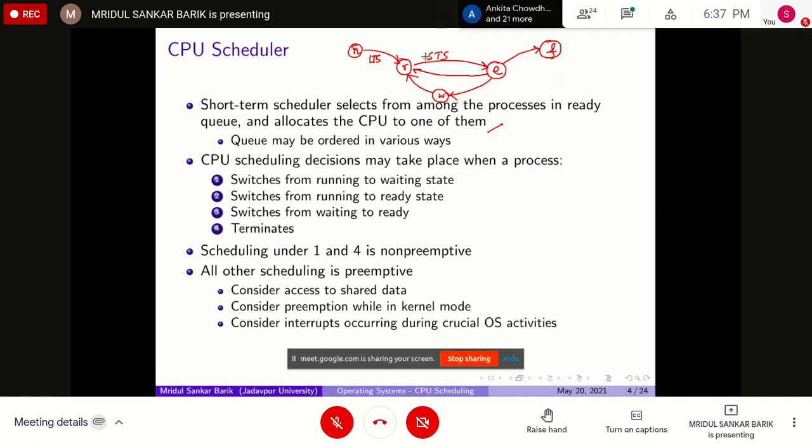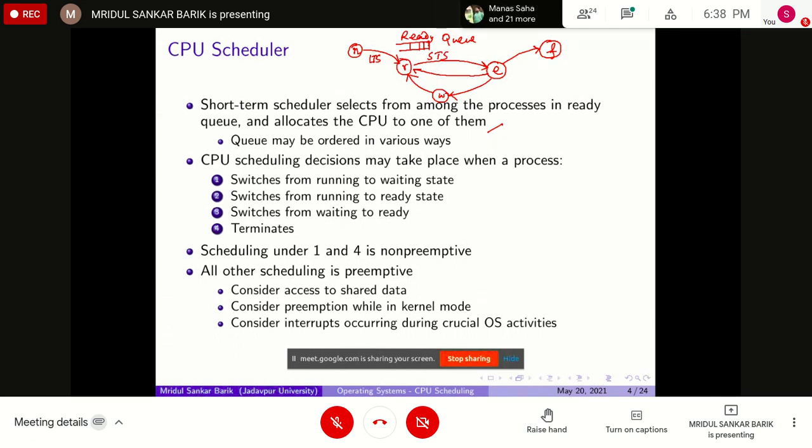So in any case, the short-term scheduler is responsible for selecting a process which is currently in ready state, and after a process has been selected, that process will be brought into the running state. In the ready state, one queue of processes is maintained, which is called the ready queue. The ready queue contains all the processes which are in ready state.